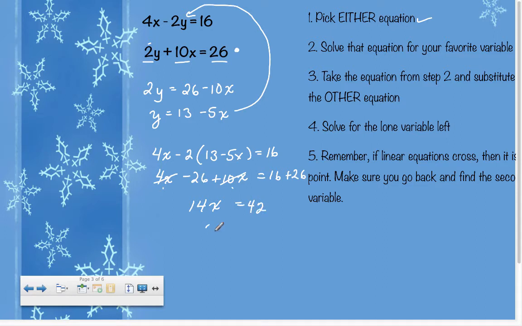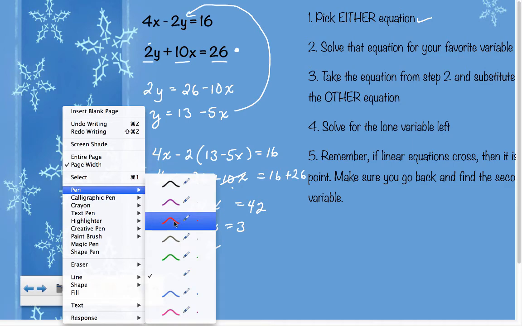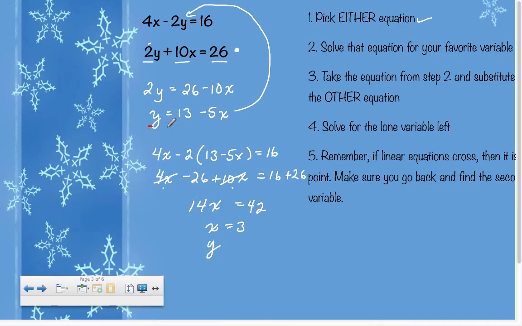Resulting in 42. So x is 3. But remember, it's a linear equation, so I need a point. I need to find out what my y variable is. Well, right here, I told myself an easy way to get the y variable. The y variable is 13 minus 5x.